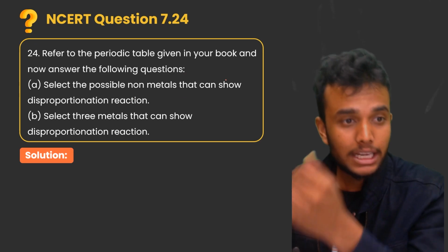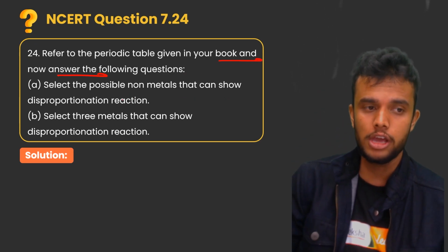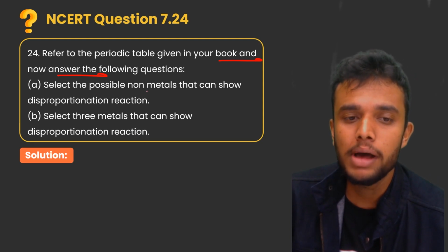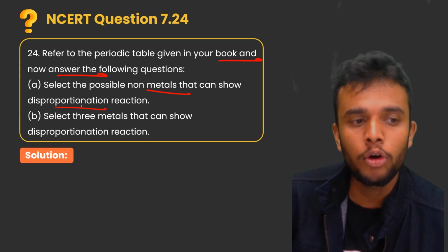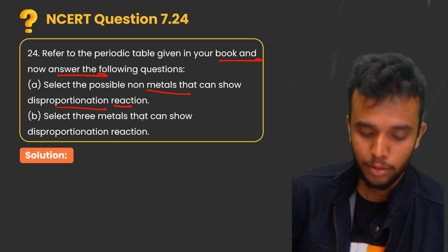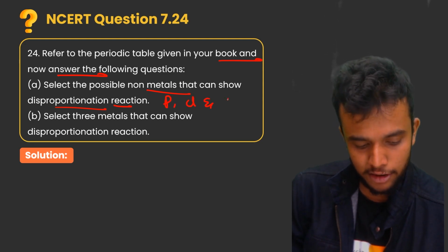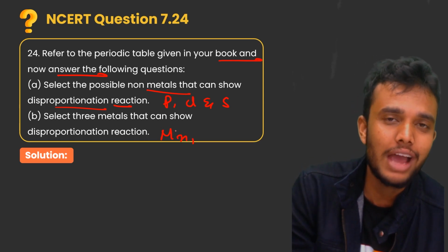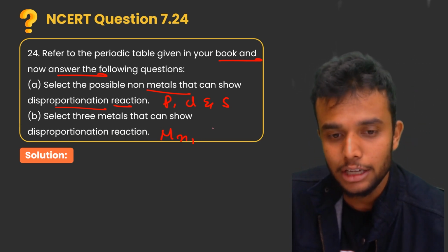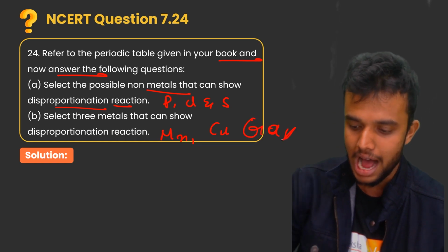Very simple. Next question. Refer to the periodic table given in your book and answer the following question. Select the possible non-metals that can show disproportionation. What are the examples? We already know phosphorus, chlorine and sulfur give disproportionation. In the case of metals, manganese also gives it, which we already discussed in the earlier exercise. And also copper and gallium.